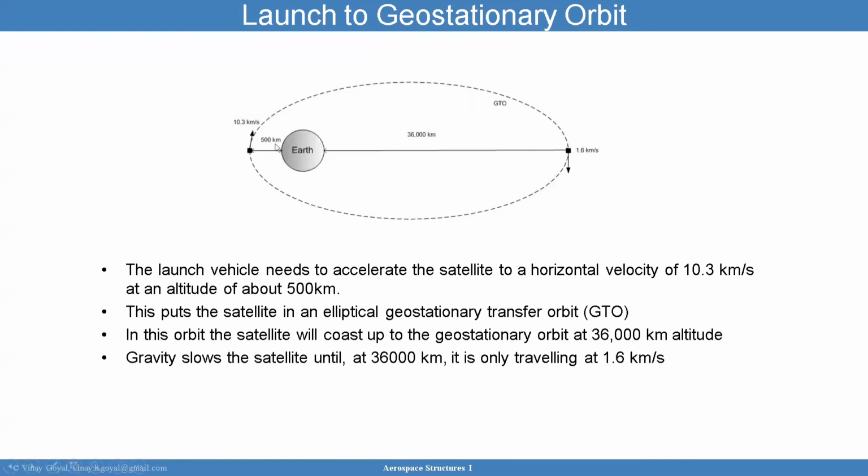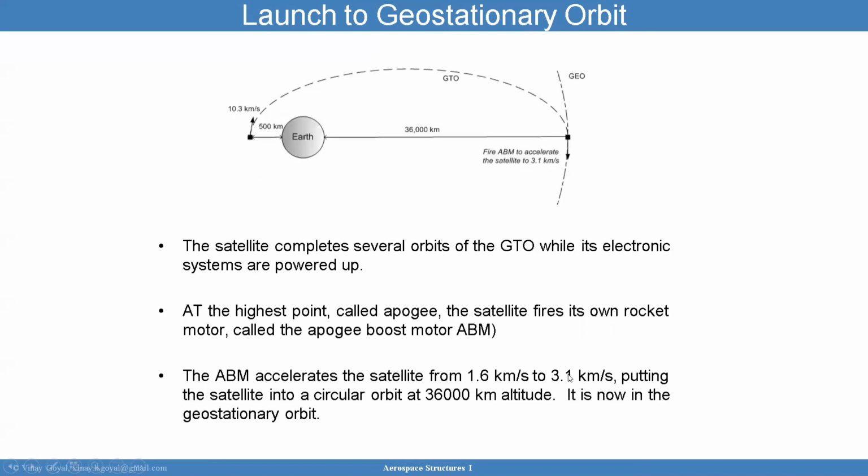Here's an example of the launch vehicle, which is needed to accelerate a satellite to a horizontal velocity of 10.3 kilometers per second and an altitude of 500 kilometers. This will put the satellite in an elliptical geostationary transfer orbit, and then it will coast up to the geo orbit at 36,000 kilometers altitude. Gravity slows down the satellite until it travels only at 1.6 kilometers per second.